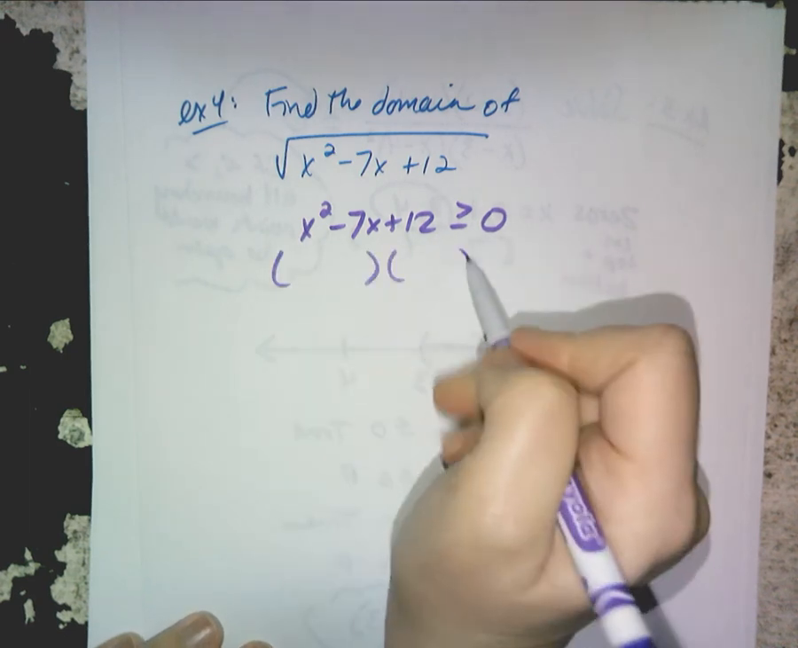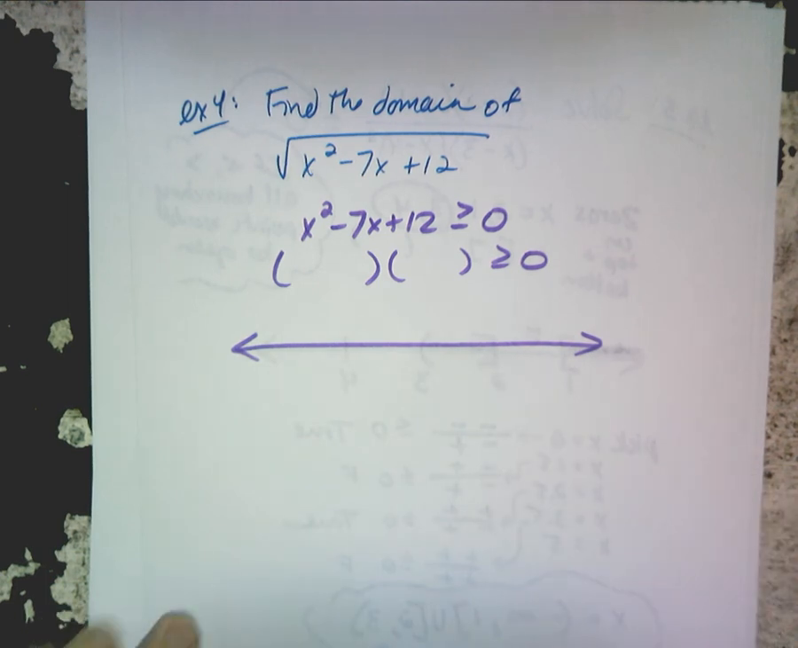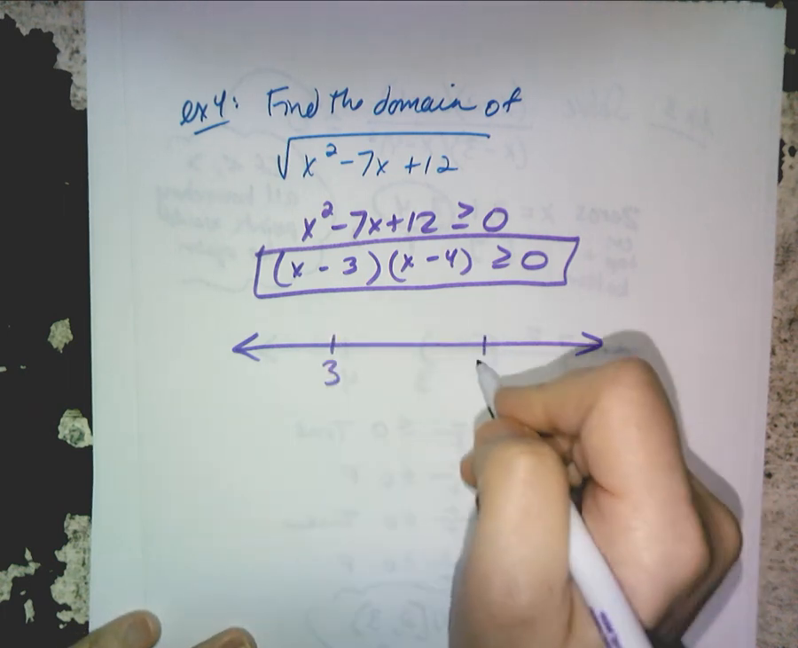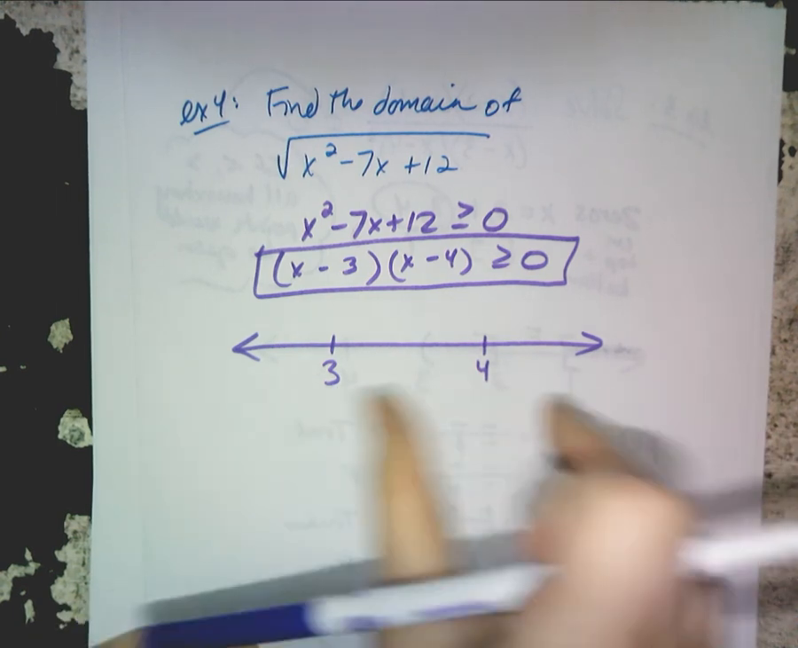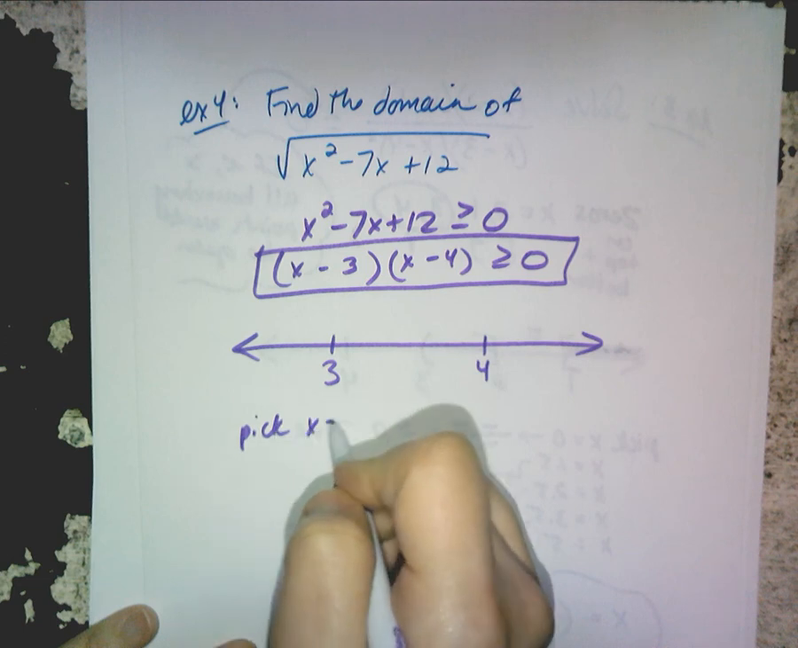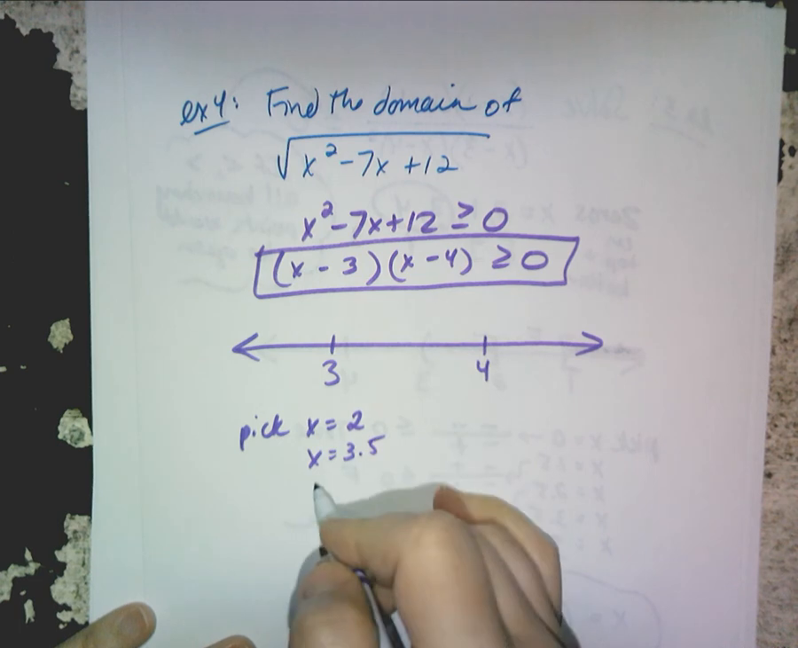Find your zeros. Plot them on a number line and test the zones. Give you a minute to do that. Hopefully you got 3 and 4, right? Okay. So you're going to test the zones. Pick a number that comes before 3. Pick a number in between. And pick a number after 4.